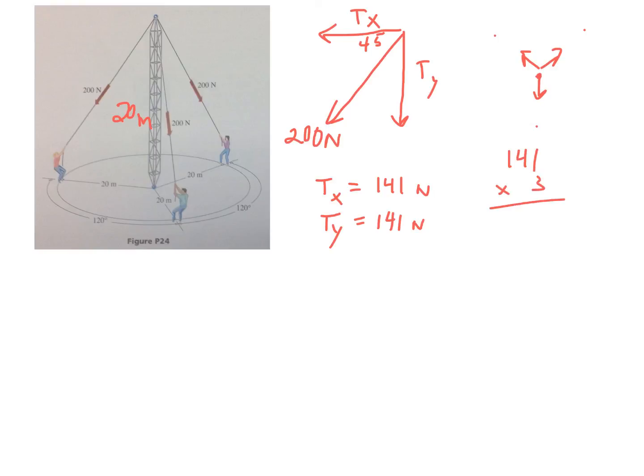That is the answer. So 523 newtons of downward force on that mast.